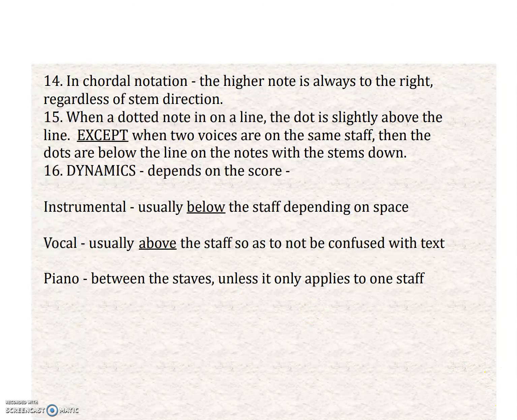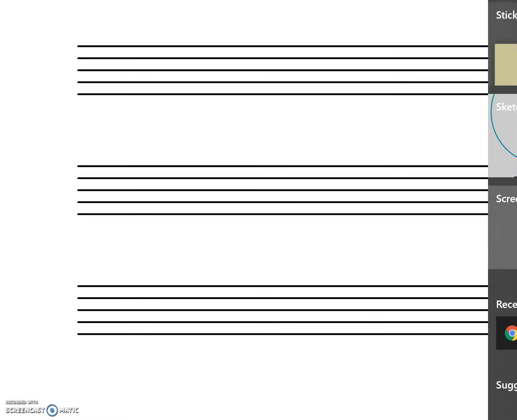Okay, so in chordal notation, the higher note is always to the right regardless of stem direction. So I suppose I should tell you what chordal means. Chordal is really, we're talking about multiple notes at the same time. I'm not going to get all tricky with you. Let's see, this is going to be the higher note, and here's the lower note. Like that, if they're close together, okay?